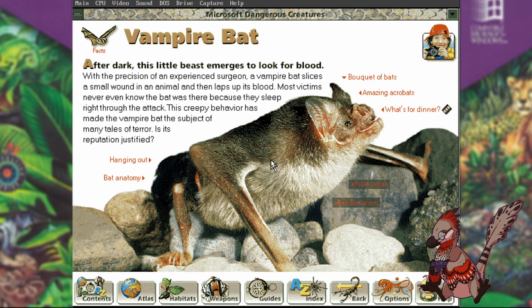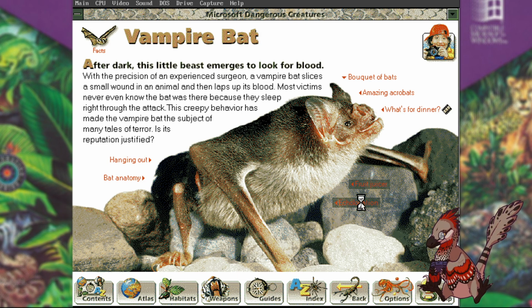Yeah, that's true. After dark, this little beast emerges to look for blood. With the precision of an experienced surgeon, a vampire bat slices a small wound in an animal and then laps up its blood. Most victims never even know the bat was there because they sleep right through the attack. This creepy behavior has made the vampire bat the subject of many tales of terror. Is its reputation justified? I have never actually heard of that.